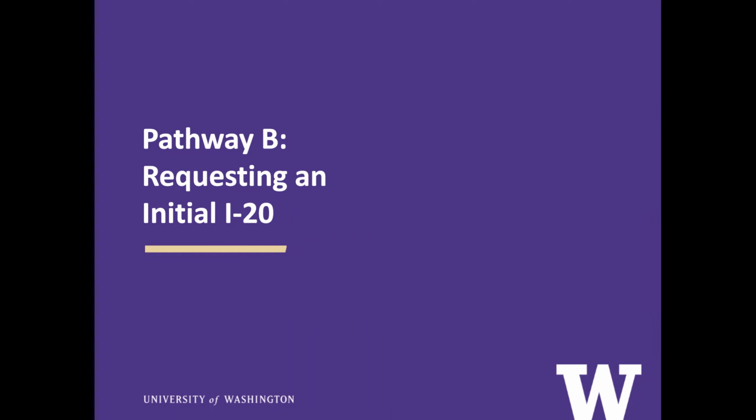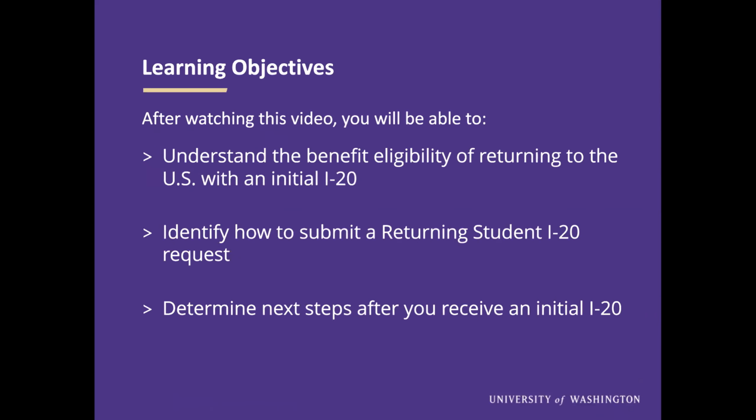This video is for students who are interested in returning to the UW after an absence using Pathway B or requesting an Initial I-20. After watching this video, you'll be able to do the three following things. Understand the benefit eligibility of returning to the US with an Initial I-20. Identify how to submit a complete returning student I-20 request. And determine your next steps after you receive an Initial I-20.